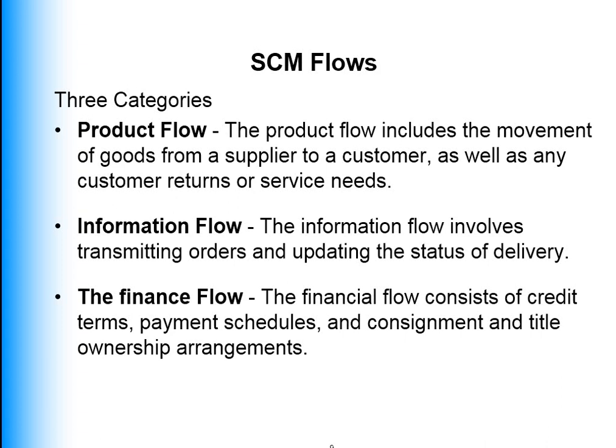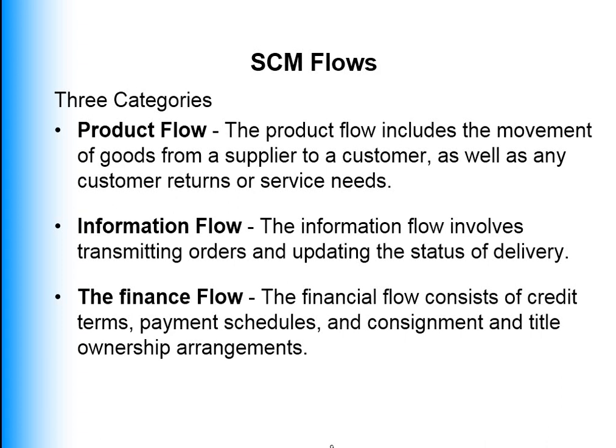Next will be the information flow. The information flow involves transmitting orders and updating the status of delivery. So as I mentioned, most of the companies are using different systems for their warehouse management, or perhaps some do have SAP HANA for them to transmit and update the status of delivery. So I think if you are ordering from Lazada or from Shopee, you can easily check the status and whereabouts of your order. So those are actually part of the transmitting orders.